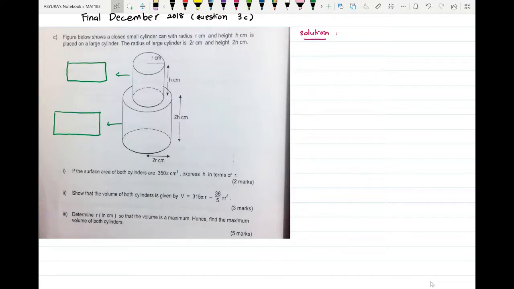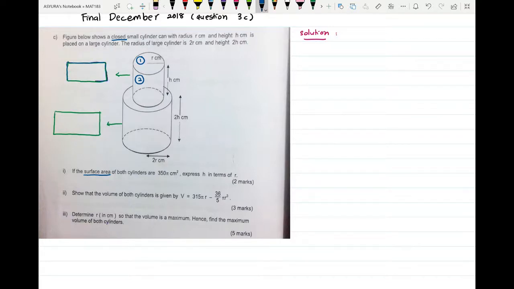So your first problem is we have to find the surface area. Given here is a closed small cylinder can, meaning the surface area that will be counted is this one. The first one is the circle, and then the second one is this one. If you open your cylinder, the body will be in the form of a rectangle.